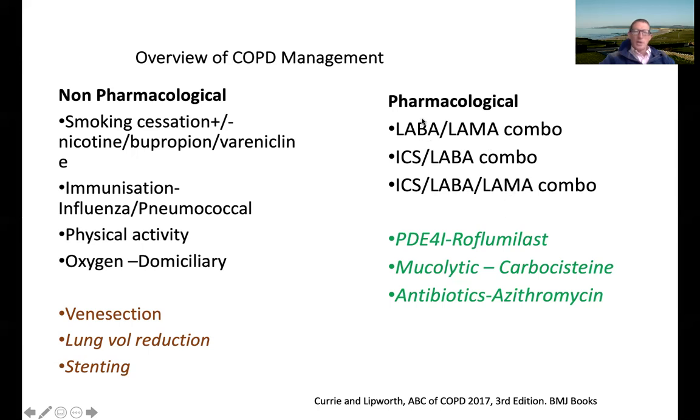So those are the three types of drug, depending on whether you're eosinophilic, in which case you don't take an inhaled steroid, or if you're an eosinophilic frequent exacerbator, then you would take an inhaled steroid. Roflumilast, which I've put in italics and green, because we don't really use much, only used as add-on to either LABA-LAMA or triple therapy. Mucolytics, not used much.